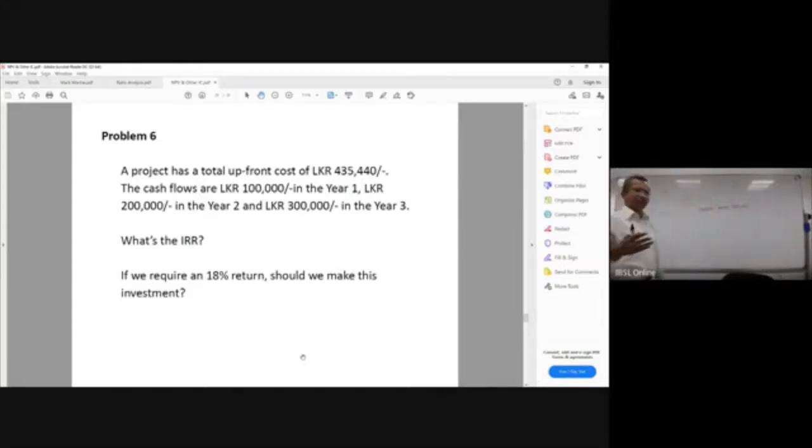Now we have to do trial and error. So you do the calculation for discount rate 0% and tell me what is the NPV. How do you calculate?